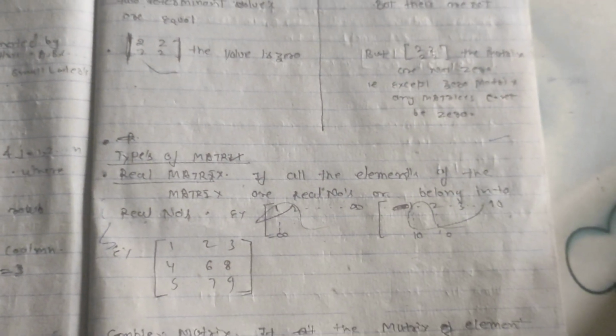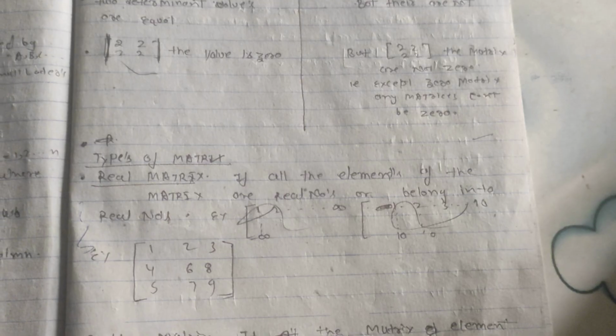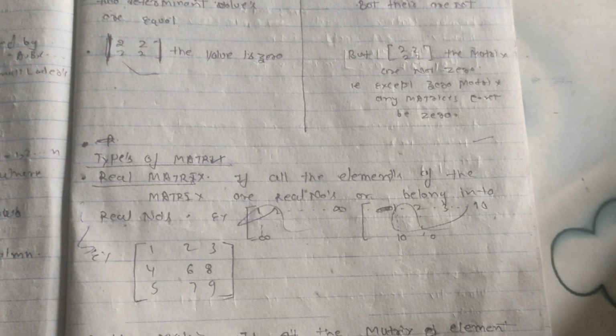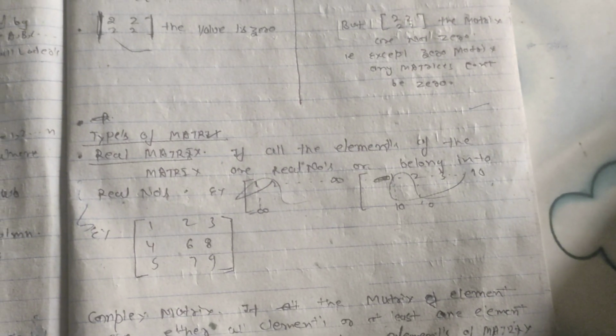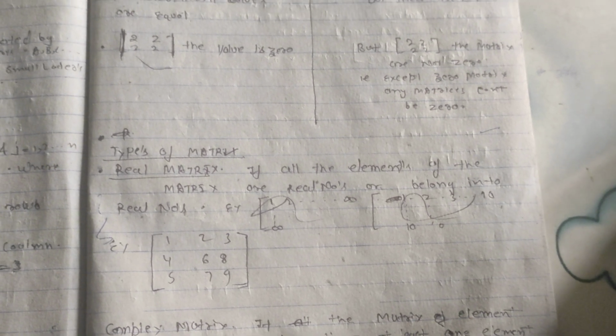Today we talk about the types of matrix. So first we talk about what is the real matrix. Here we see the definition of the real matrix, which tells you that all the elements of the matrix are real numbers.